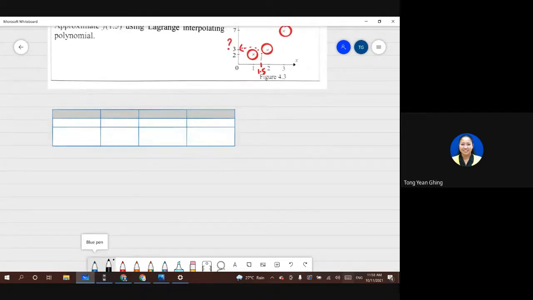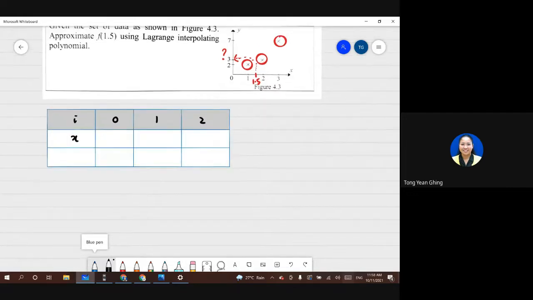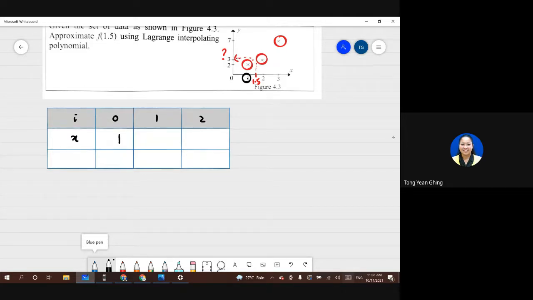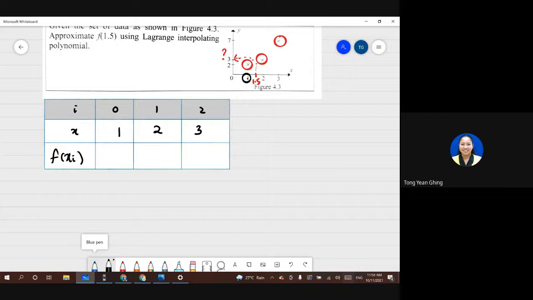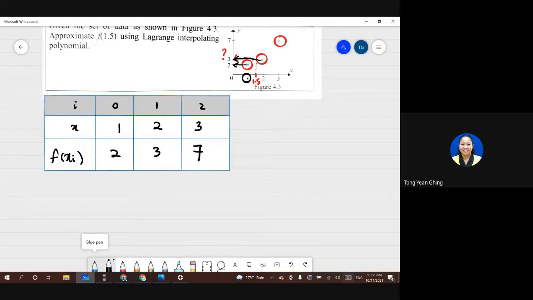So let's say this is i: 0, 1, 2, and then x. The value of x, look here. The first one, x is 1. The second point, x is 2. Then this is f(x_i). So this one is 2, this one is 3, and this one is 7. Okay.